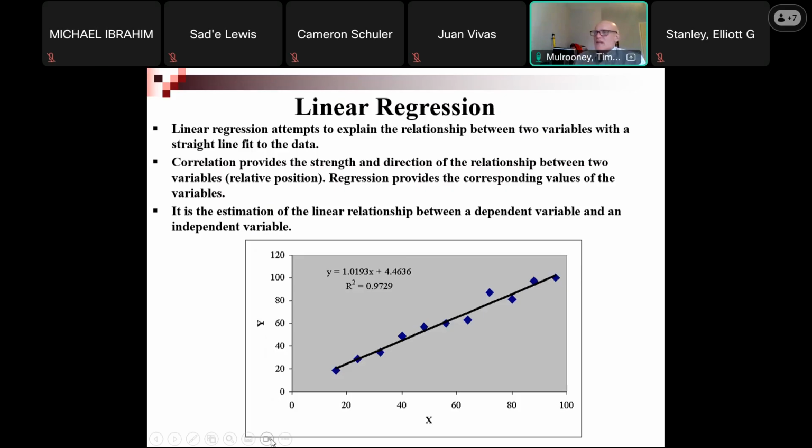Correlation provides the strength and direction of the relationship between two variables, their relative position. It provides corresponding values of variables. It's an estimation of the linear relationship between a dependent variable and an independent variable. And there are variations to linear regression. So instead of putting in a y equals mx plus b, we can fit it with a curve. We have something called logistic regression. But basically, we have an equation sitting right here that looks a lot like our y equals mx plus b that fits it. We get a little bit more fancy where we can increase this r squared a little bit.